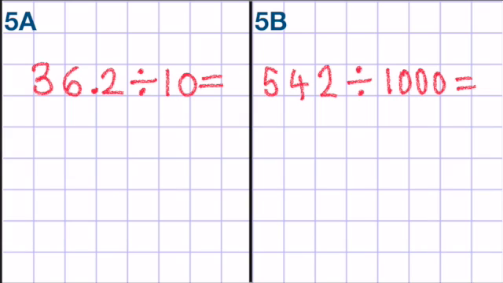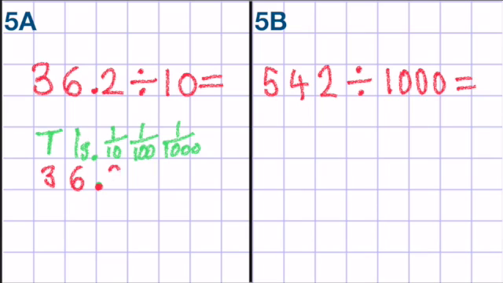Okay, so we're dividing. So we've got tens, we've got ones. Then we've got a decimal point, and we've got tenths, hundredths, and then thousandths. So the number that we're starting with is 36.2 divided by 10. So we're going to go right this time.